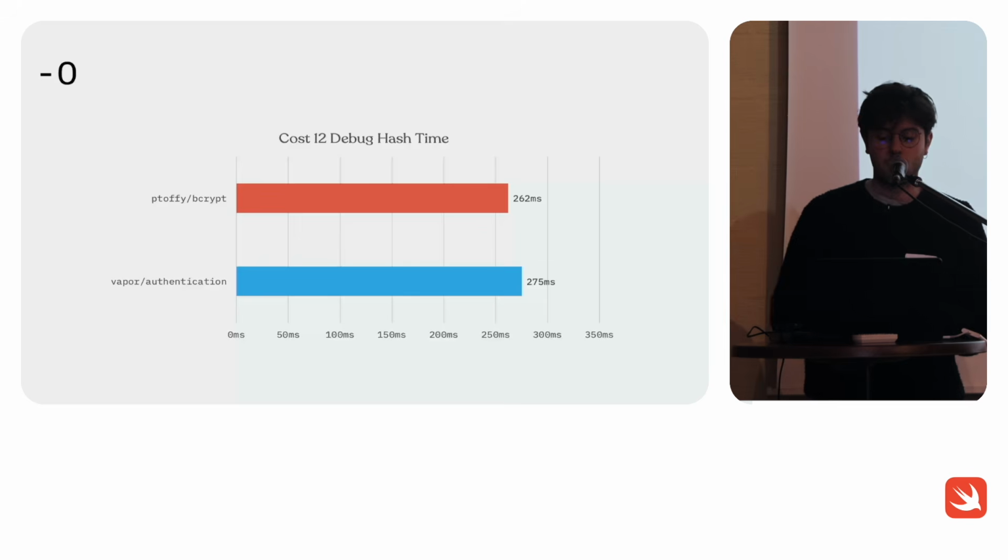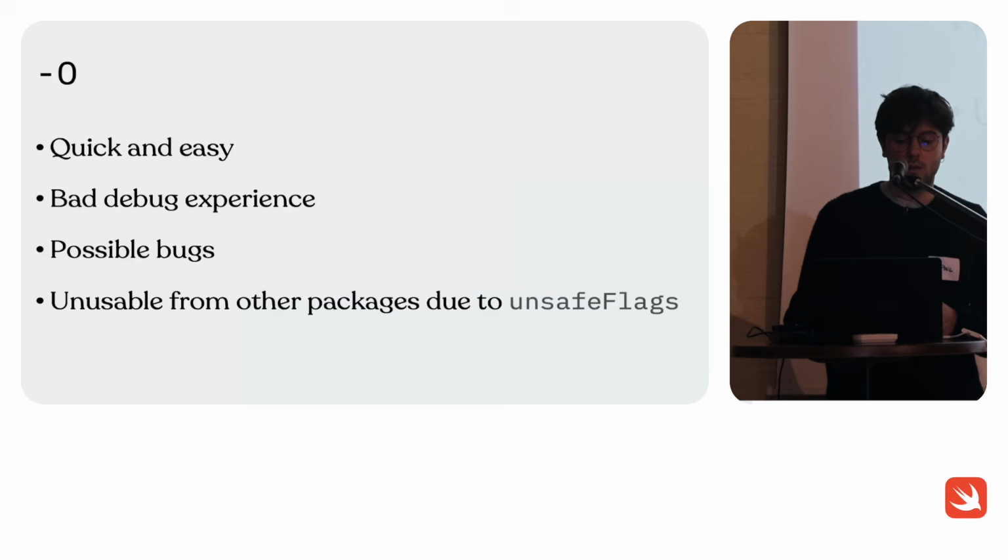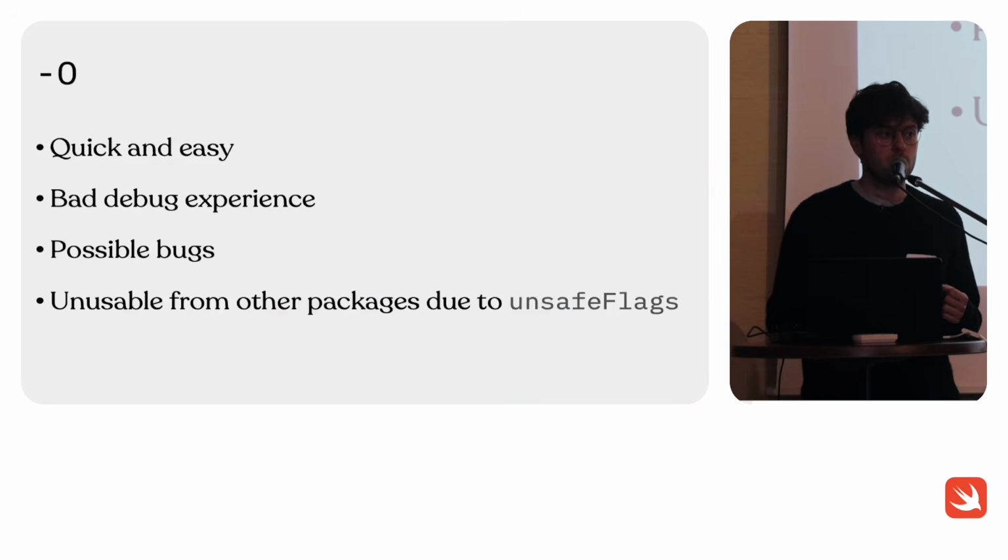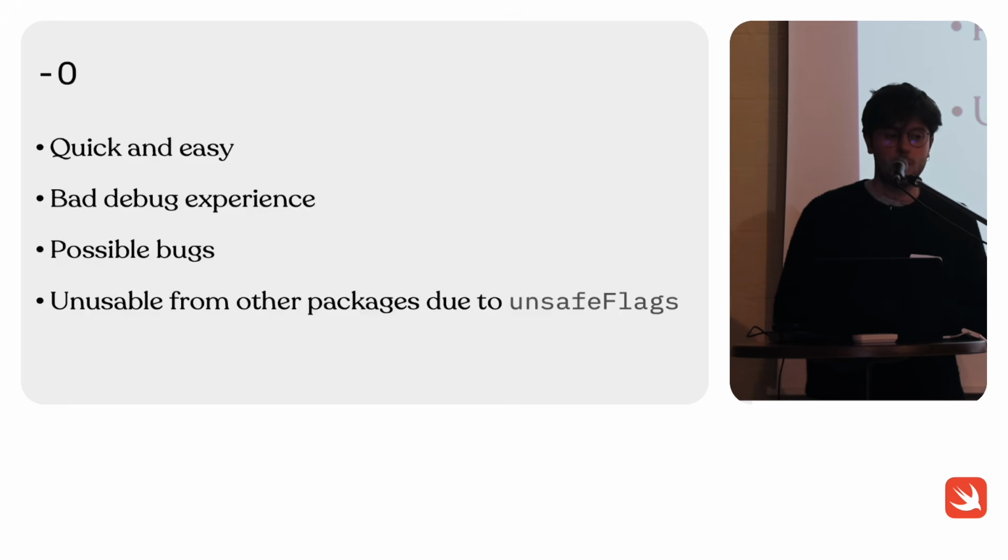However, it brings a lot of problems with it too, because when the compiler optimizes code, it rearranges code, and sometimes it also removes it. This leads to a general bad debug experience because variables can be optimized out, breakpoints can't hit, and even possible bugs can be introduced. In a security-focused library like this one, we really do not want to risk playing with fire. Also, if you use unsafe flags in your library like I did, this library cannot be used as a dependency. So even if we wanted to, we couldn't use it.